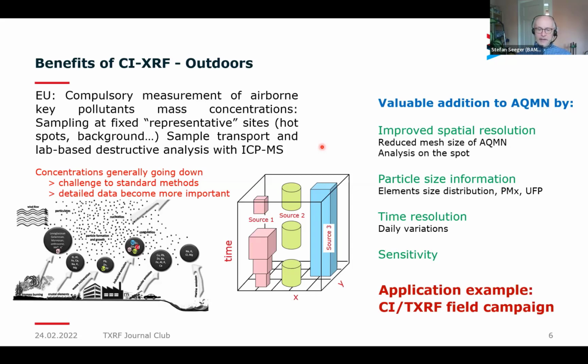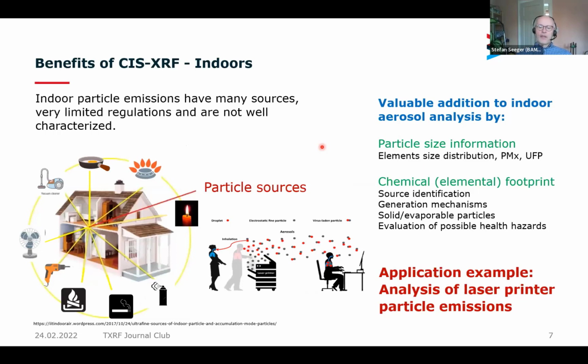I would like to show another example, which comes from indoors: the analysis of laser printer particle emissions. Besides the quantity or the particle number concentrations, it is also very important to know the composition of these particles. Laser printer emissions are chemically complex, with organic and inorganic species. We will come back to that later. Overall, indoors there are many different sources, which have quite distinct chemical signatures, and some are named here in the diagram.